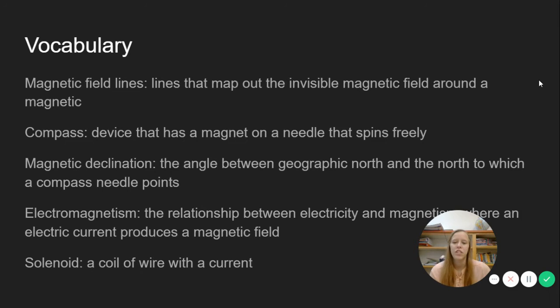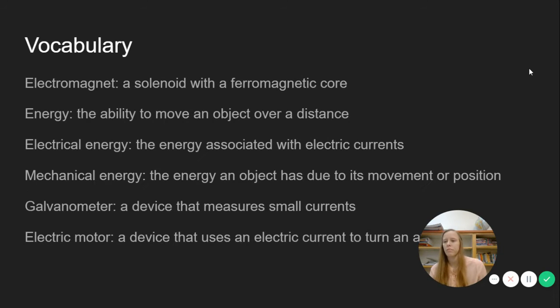Electromagnetism is the relationship between electricity and magnetism, where an electric current produces a magnetic field. A solenoid is a coil of wire with a current. An electromagnet is a solenoid with a ferromagnetic core. Energy is the ability to move an object over a distance. Electrical energy is the energy associated with electric currents. Mechanical energy is the energy an object has due to its movement or position.